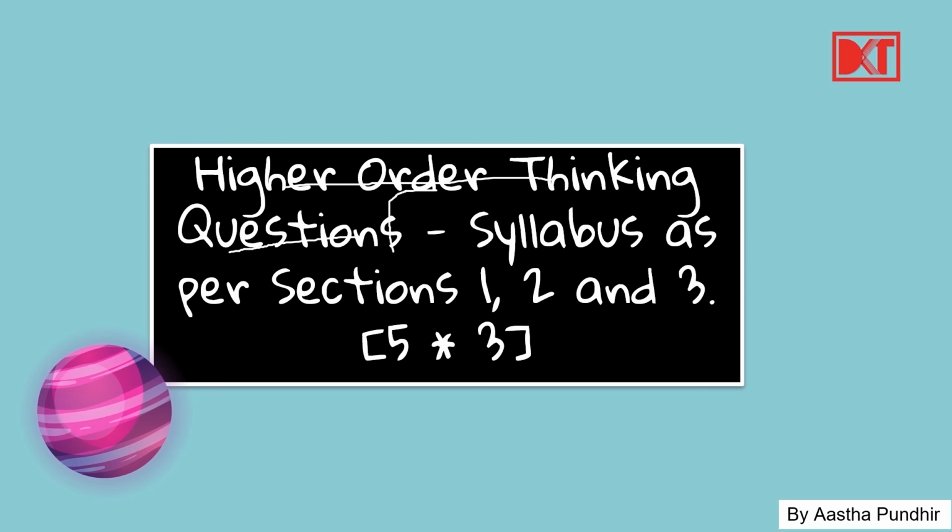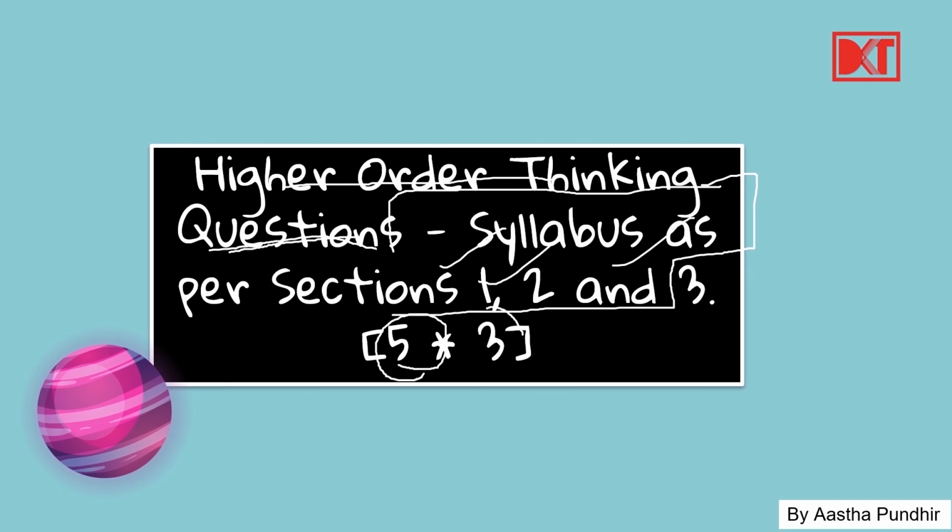Here the syllabus remains the same as per section 1, section 2 and section 3. Alright, but here there will be questions slightly on the higher side, they will be testing your analytical knowledge. This will be your little extra application test. So the syllabus remains the same, but there will be little bit advanced questions. Okay, now here you will be having 5 questions and each question will be of 3 marks each. So total 15 marks. Alright. That's it for all the sections.